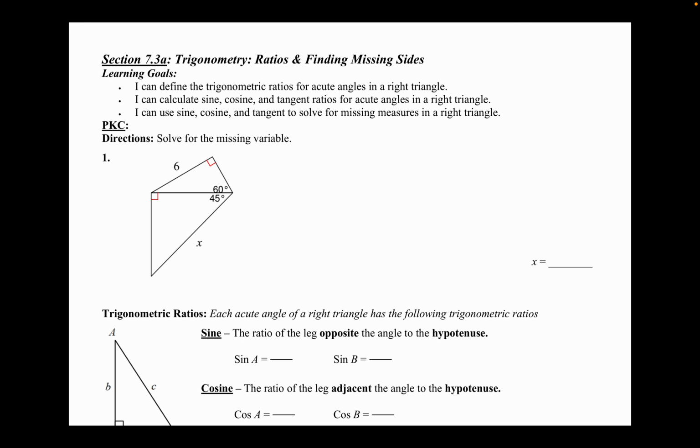So, section 7.3a, trig ratios and finding missing sides. So our learning goals: I can find a trig ratio for acute angles in a right triangle. I can calculate sine, cosine, tangent ratios for acute angles in right triangles. And I can use sine, cosine, and tangent to solve for missing measures in a right triangle.